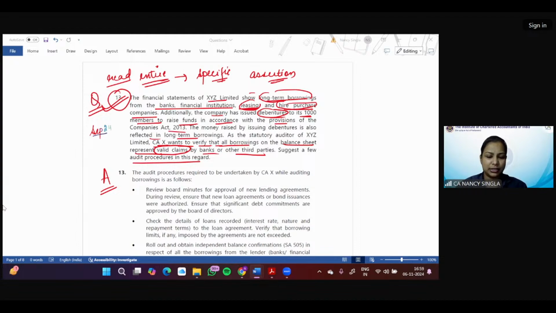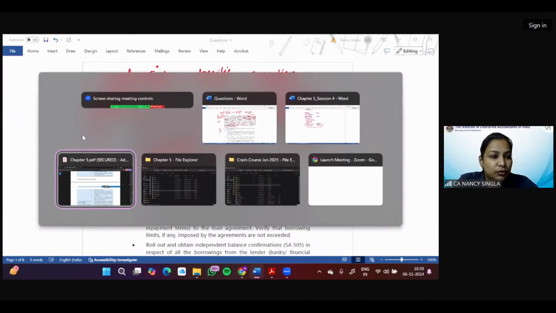Do not look at the answers which I have also shared, but do not look at those answers right now. So this is with respect to long-term borrowings. Okay? And it says whether the borrowings on the balance sheet date represent valid claims by banks or other parties, that is, whether they actually exist or not. Okay? So let me just take you through the module.